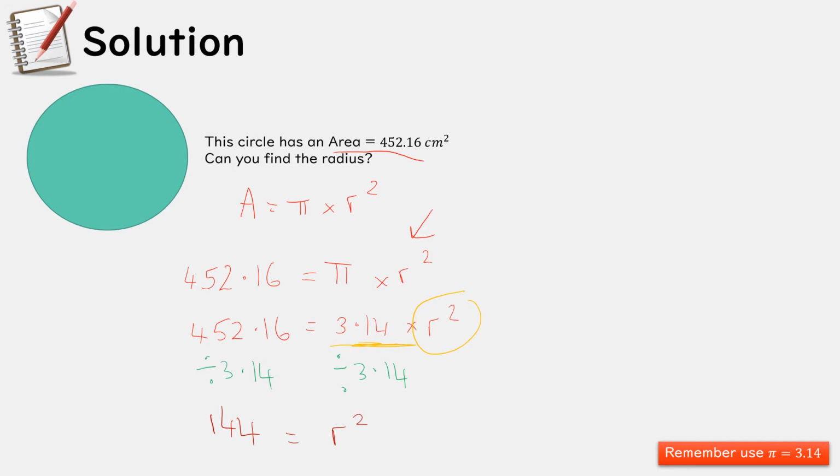Okay, last step, we need to find the radius from radius squared. Well, I need to think of a number squared that gives me 144. Well, I know 12 squared gives me 144. So that's my radius. If you weren't sure what number squared gave you 144, we can always use the square root button. So if you put the square root of 144 into your calculator, that would have given you a value of 12.